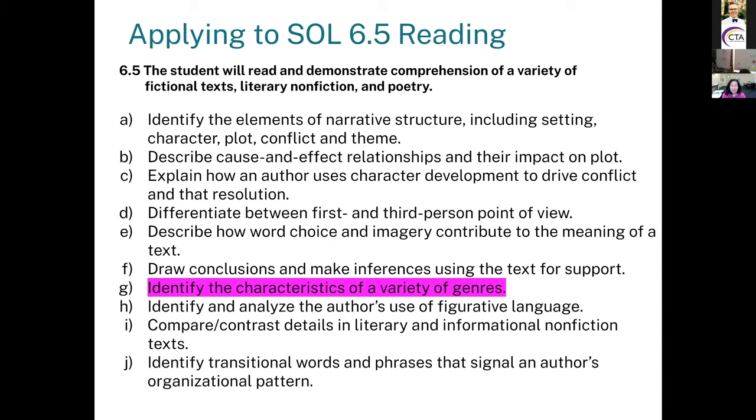So when you take a look at this, I'm thinking, wow, this standard 6.5, there's so much in it. There's genres within the standard itself, at least two different genres. So we took a look at this together and we say, wow, there's setting, character, plot, conflict, theme, cause and effect. So there's different ways to go about teaching this.